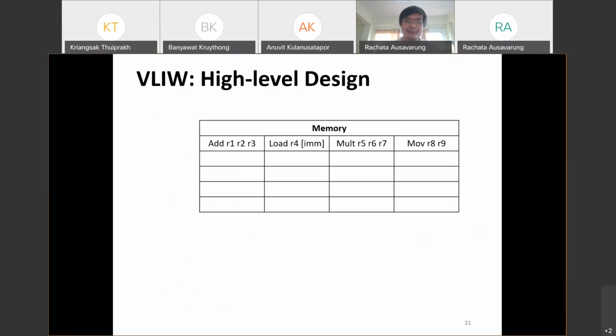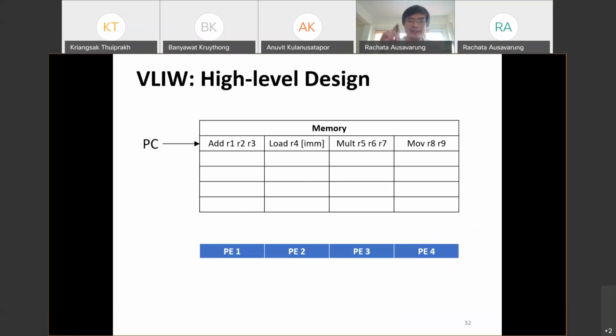So here's a high level design. Let's say this is your PC inside the memory. So memory is store your instruction, right? The PC, let's say, point to this line. Over here, each processing element, these exact order, it means that processing elements would be the adder. This means it's a load store unit.